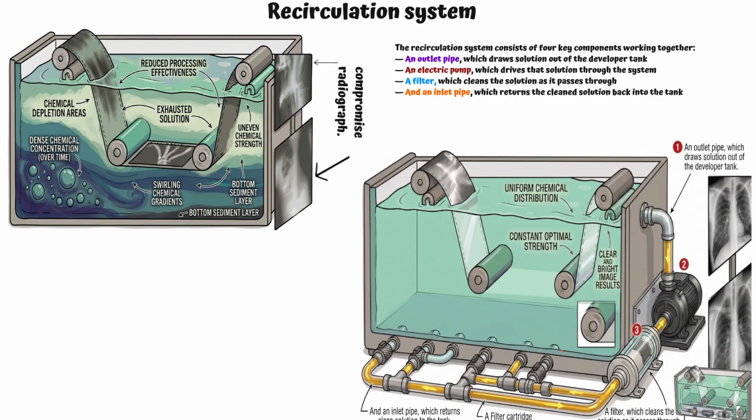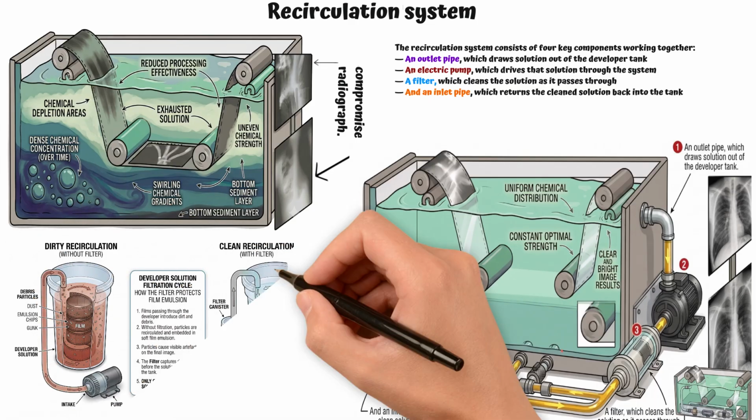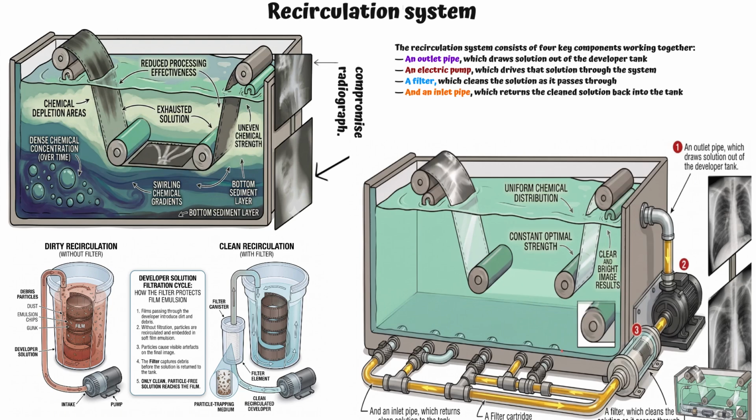This cycle runs continuously. Solution is always moving, always being drawn out, filtered, and returned. The filter plays a particularly important role here. Think about it. As films pass through the developer, tiny particles of dirt and debris can enter the solution. If these particles were allowed to remain, they could become embedded in the soft, wet emulsion on the film surface, causing visible artifacts on the final image. The filter captures these particles and removes them safely before the solution is returned to the tank. So, recirculation achieves two things simultaneously. It keeps the chemistry uniform and it keeps the solution clean.